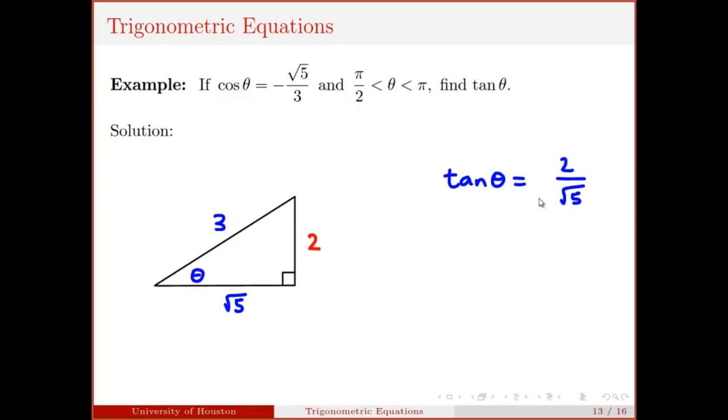To complete this method, we need to add a plus or minus sign here depending on the quadrant in which theta lies. In this case, theta lies in quadrant 2, which means that tangent theta will be negative. This is because the x and y coordinates of points in quadrant 2 have opposite signs. Therefore, we obtain the same answer as before, which is tangent theta equals minus 2 root 5 over 5.